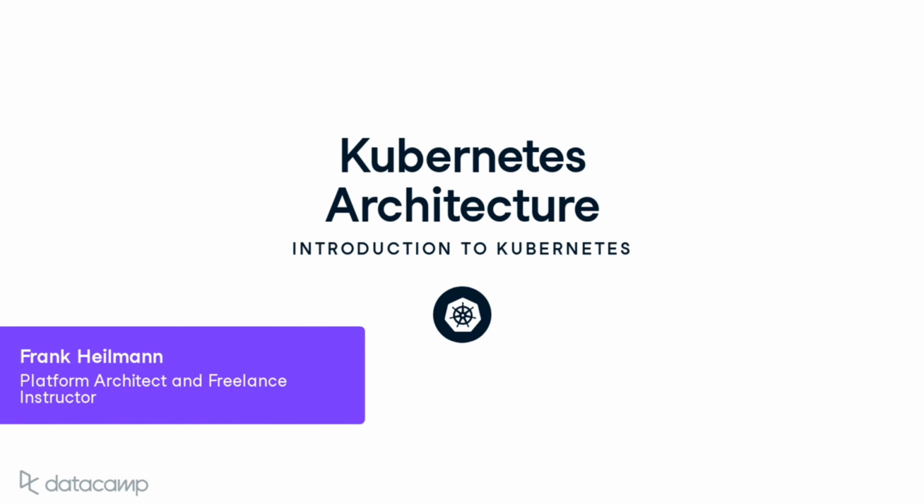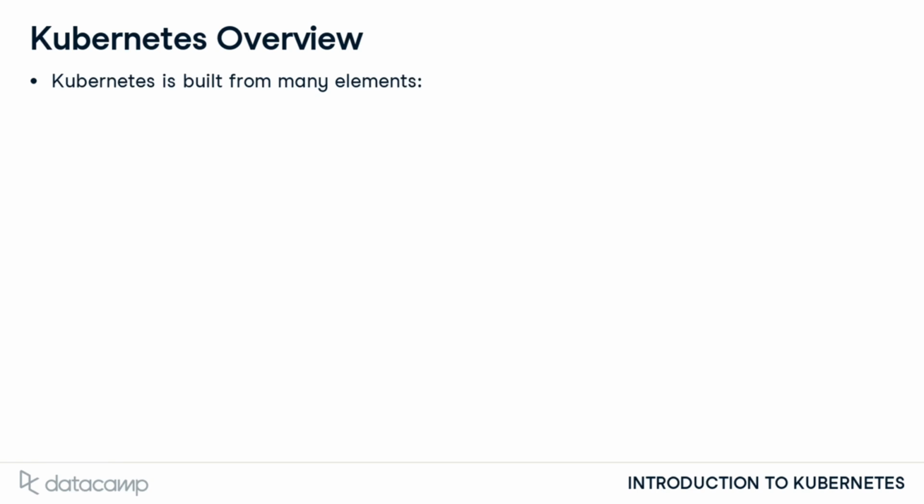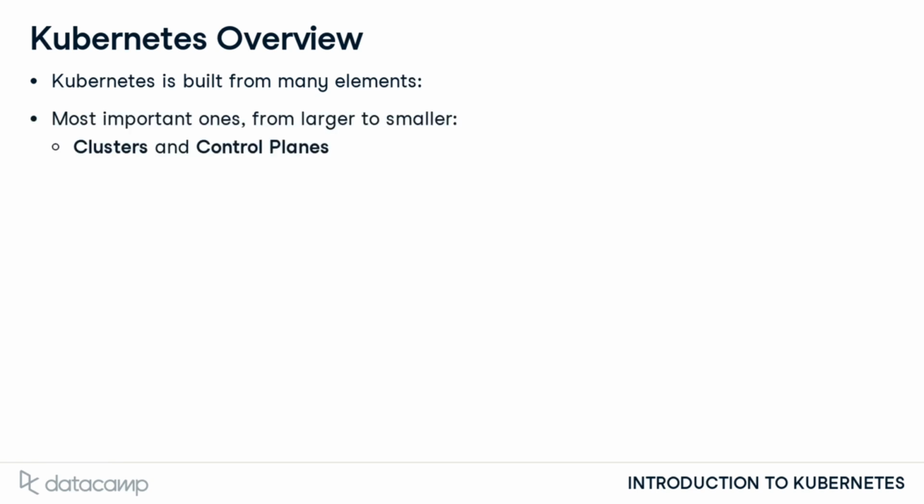Having explored Kubernetes' value, let's dive into the core components of its architecture. Kubernetes is built from many elements. Let's cover the most important ones. The largest entity in the Kubernetes world are so-called clusters with their control planes. Clusters are built from nodes, and pods run on nodes. We will also cover services, which are used to establish network connectivity.